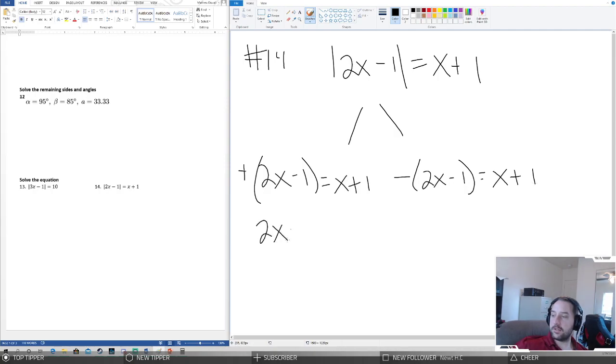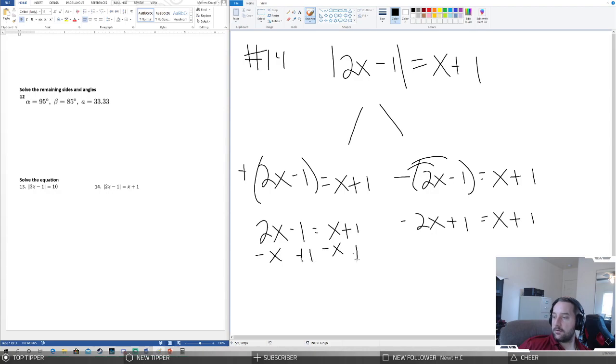So I'm going to get 2x minus 1 equals x plus 1. And then that negative is going to distribute. So I get negative 2x plus 1 equals x plus 1. So once you break those up, then you always have to solve it. And so minus x, add 1, and so you're going to get x equals 2.